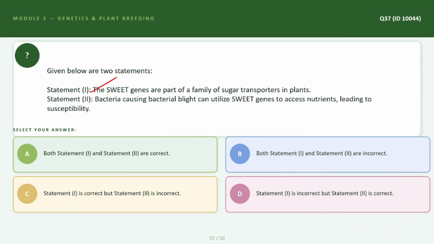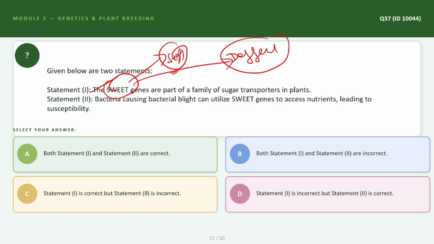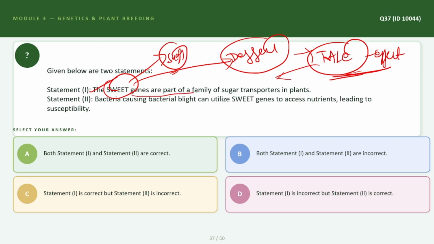Then the SWEET genes. It does not mean anything related to sugar. Yeah, it's somewhat related to sugar, but it is more related to your defense mechanism. See, they have TAL effectors, transcription activator-like effectors, that can induce them. That's very important in host recognition by the pathogen. So the SWEET genes are part of the sugar transporter family in the plant.